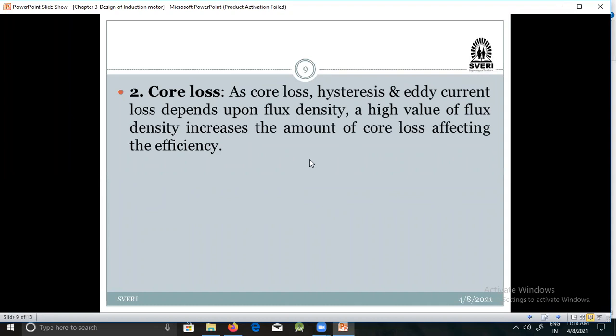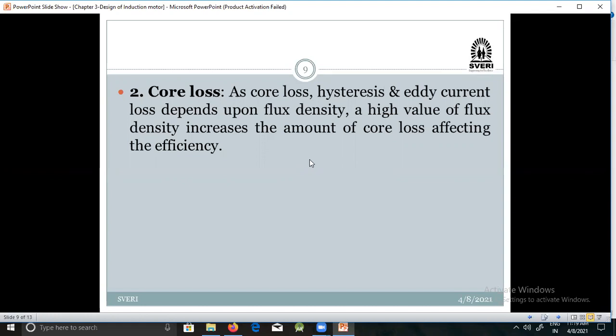You can study in electrical machines that if losses are increased, obviously efficiency is going to be decreased. So if I have to minimize the losses and increase the efficiency, I am not going to choose a high value of flux density; I will choose as low a value of flux density as possible. Everybody got it? Why? Because the core losses, hysteresis and eddy current losses, depend upon the value of the flux density. If I choose a high value of flux density, the losses increase, which will affect the efficiency of the particular machine, here the induction motor.